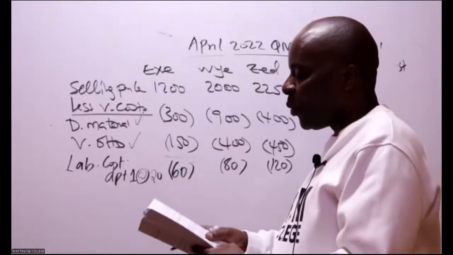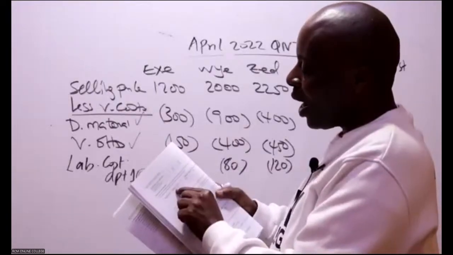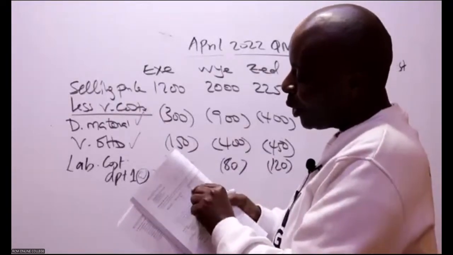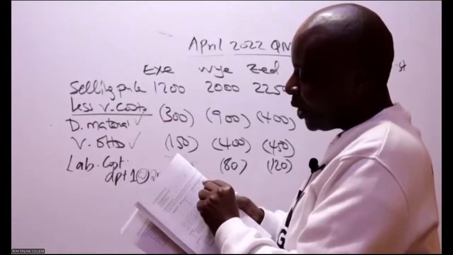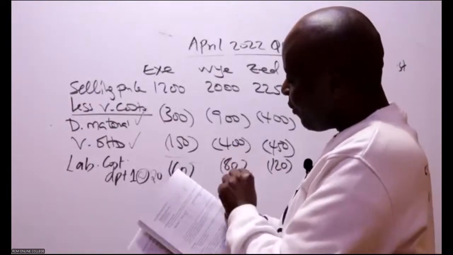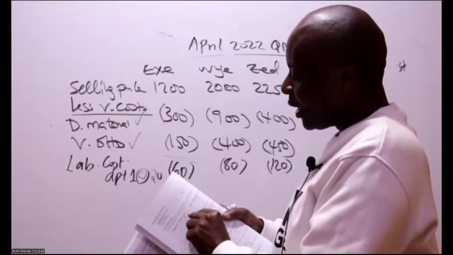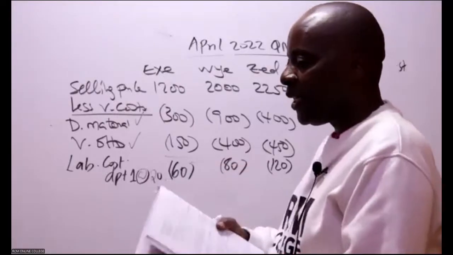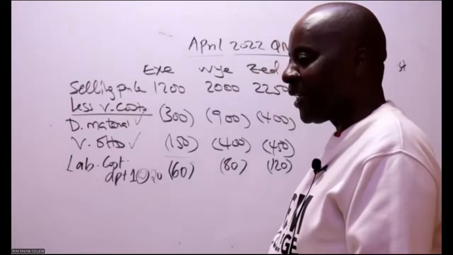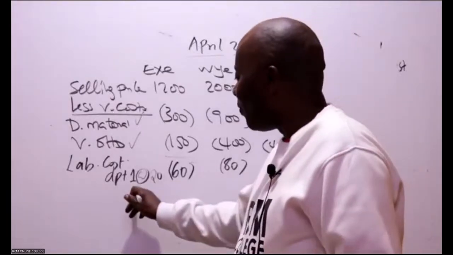So what am I doing? I'm taking the rate per hour times the number of hours for each product. 20 times 3 gave me 60, 20 times 4 gave me 80, 20 times 6 gave me 120.